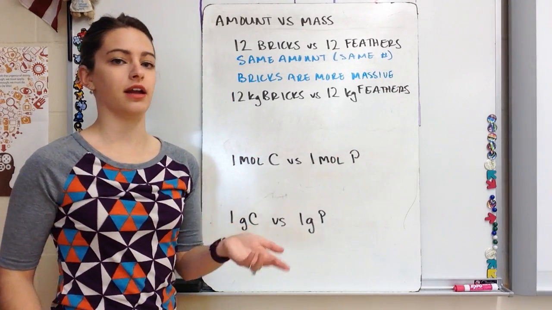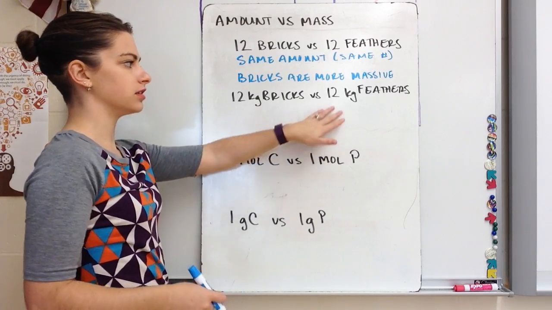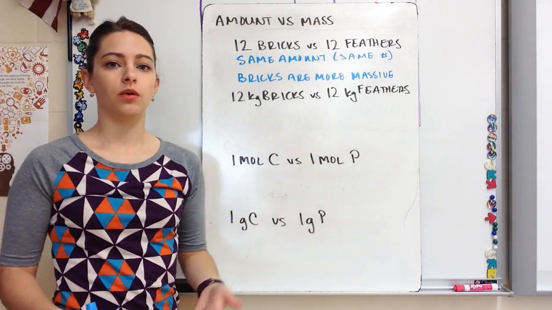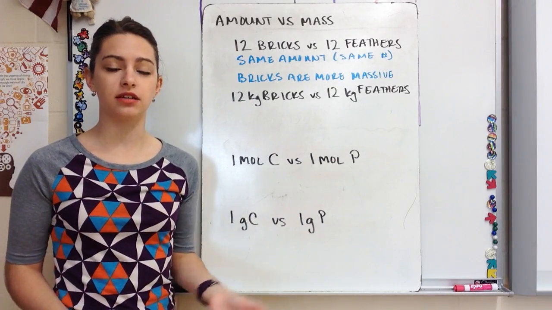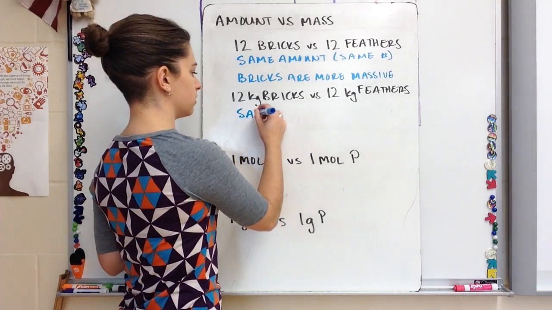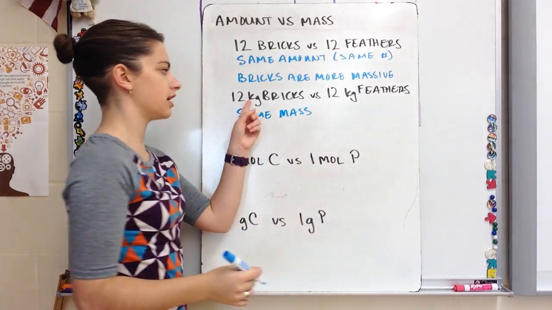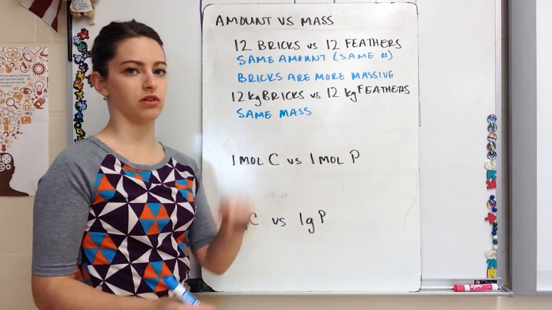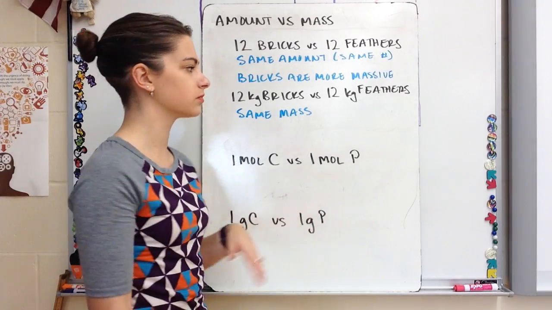What if I looked at masses instead of numbers? If I compared 12 kilograms of bricks to 12 kilograms of feathers, well, since the number I'm given is in kilograms, and we know that's a unit for mass, we have the same mass of the two. So we have the same mass, because it tells us we have 12 kilograms of bricks and 12 kilograms of feathers. If we were to put them on a balance, they'd equal each other out.